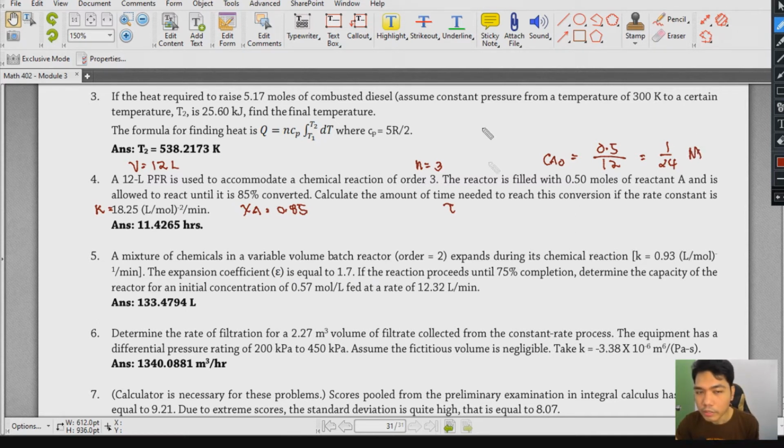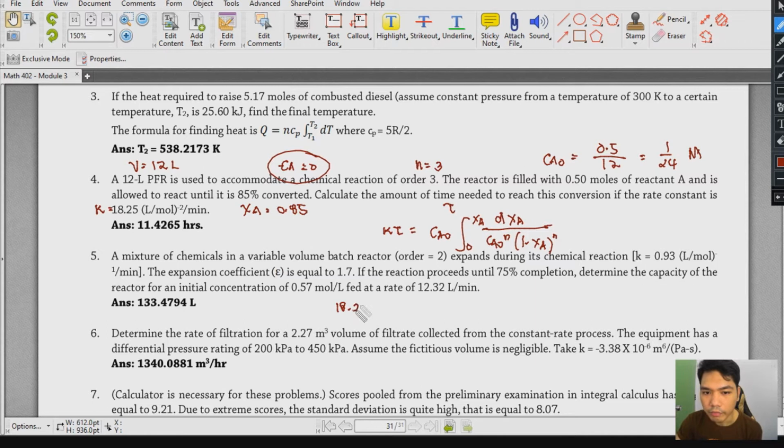Okay, so with all this given, let's determine yung ating expression. So we have kappa tau, diba? That is equal to, this is a PFR with EA equal to 0, so that's a constant volume. So K tau is equal to CaO, the integral from 0 to XA, dXA over CaO raised to n, and then (1 minus XA) raised to n. So with this, yung ating K, ano ba ating K? 18.25. Okay? Yung ating tau, that's the one that we need.